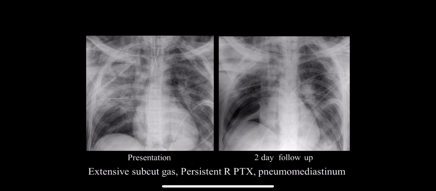And this patient at presentation had extensive bilateral subcutaneous gas, had multiple chest tubes placed. With chest tube placement, had a persistent right pneumothorax as well as extensive pneumomediastinum. And at bronchoscopy, this patient was discovered to have a bronchus intermedius tear.